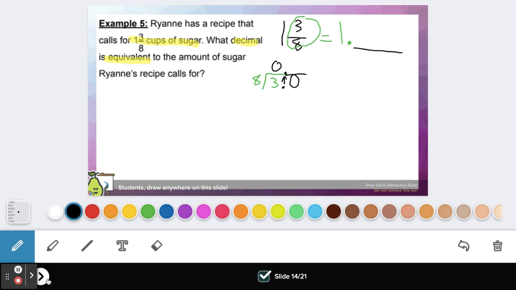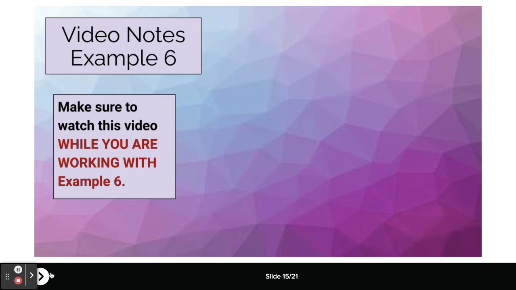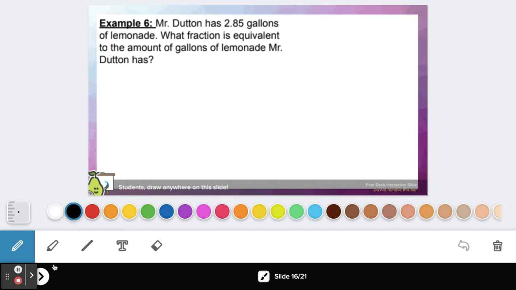So then if we go on to example 6, and I'm not going to have that there. Example 6, it says Mr. Duden has 2.85 gallons of lemonade. What fraction is equivalent to the amount of gallons of lemonade Mr. Duden has? So we know this is how much he has. We want to find the fraction that is equivalent.